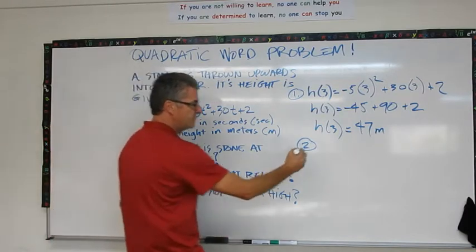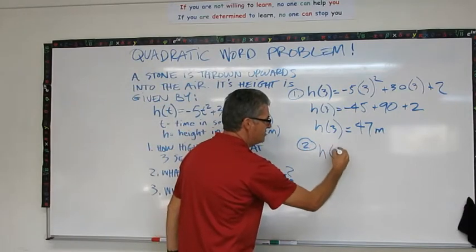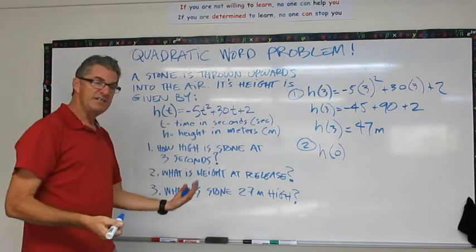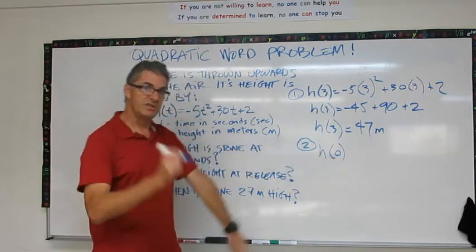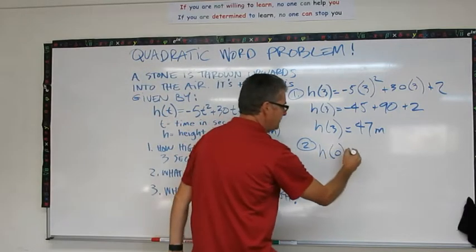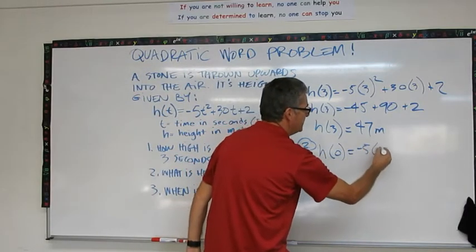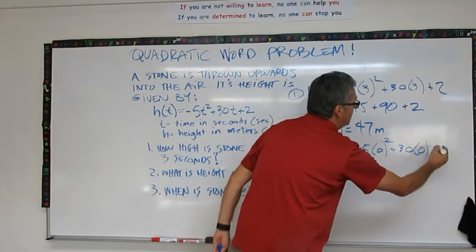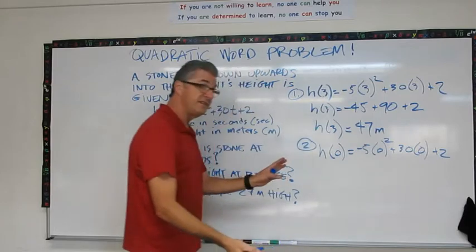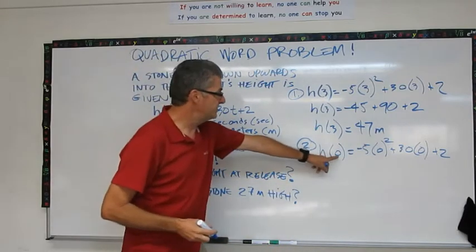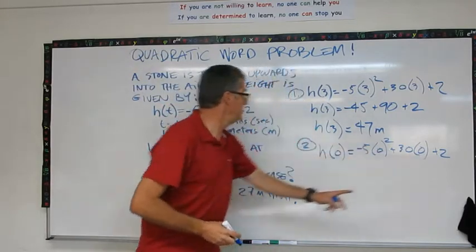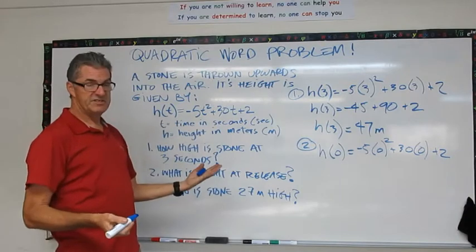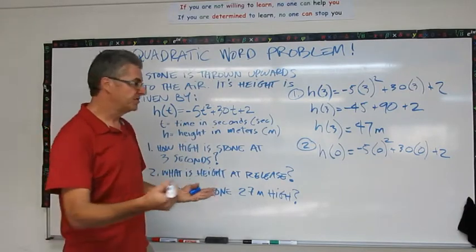Okay, so using our notation, h of 0, that's the height at time t equals 0, which is release. It's going to equal minus 5 times 0 squared plus 30 times 0 plus 2. So all I did is I plugged in my t equals 0, my 0 in for t in my equation, and I'm going to solve. And this one is super simple.